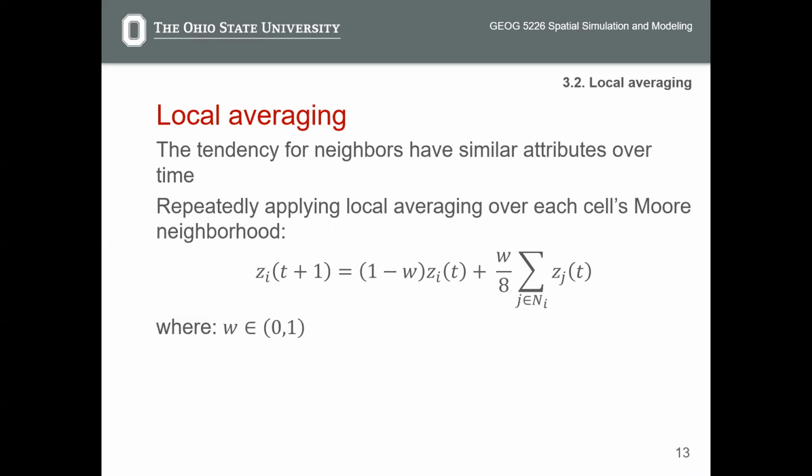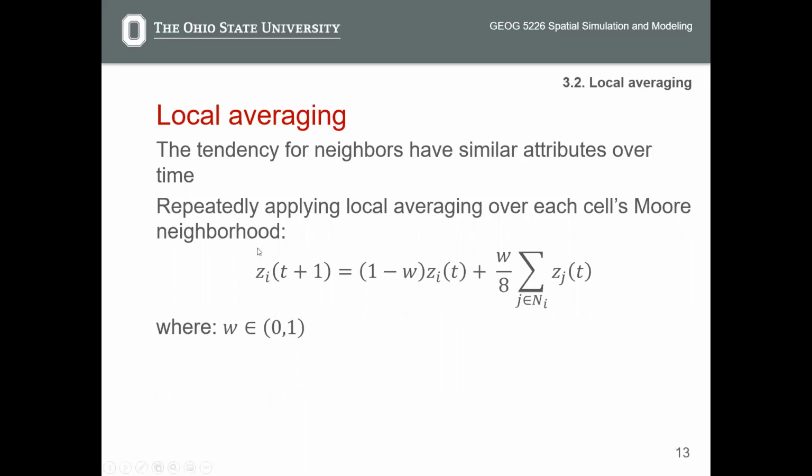After local averaging, neighbors tend to have similar attributes, or just say they have similar states or similar values over time. Local averaging is repeatedly applied over each cell's Moore neighborhood, and this is the mathematical function here. Zi is the central pixel, right? T is the current time. T plus 1 is the time after the next tick. So Zi(T+1) means the state of this central pixel or central cell after the next tick.